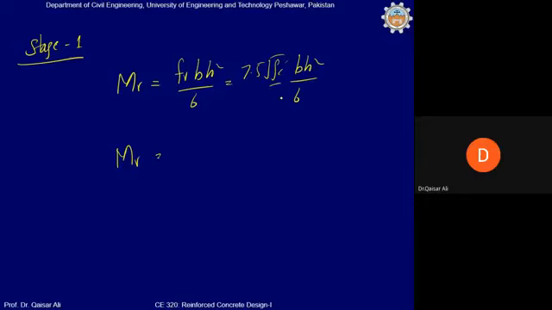Fc prime is 3000, b is 12 inch, h is 18 inch. Put the values here in the equation and give me the value of moment capacity in inch kips.